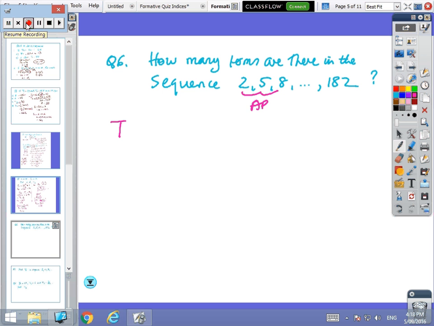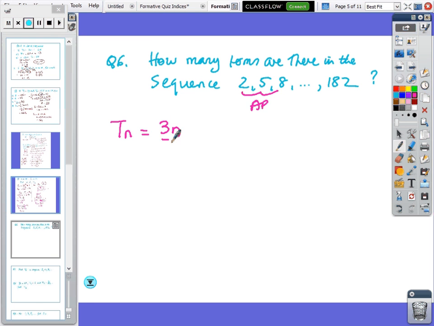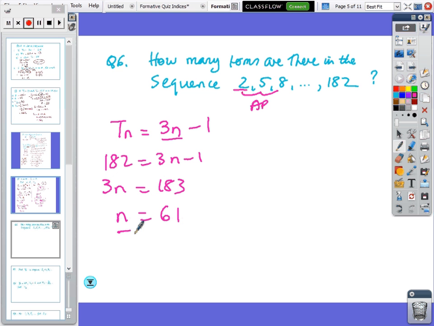So we're back. It goes up by 3. To go from 3 back to 2, we subtract 1, so that's the formula. So we've got 182 equals 3n minus 1, so 3n equals 183, and n equals 61. How many terms are there? There are 61 terms.